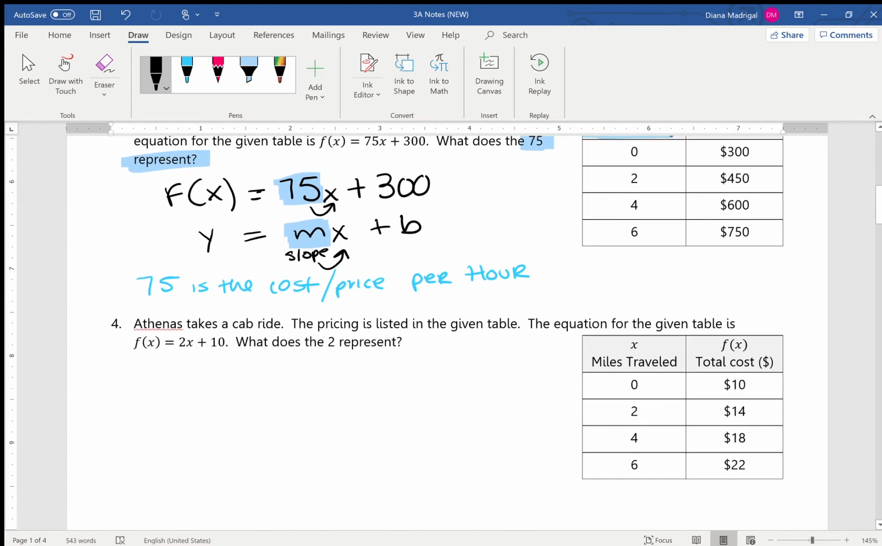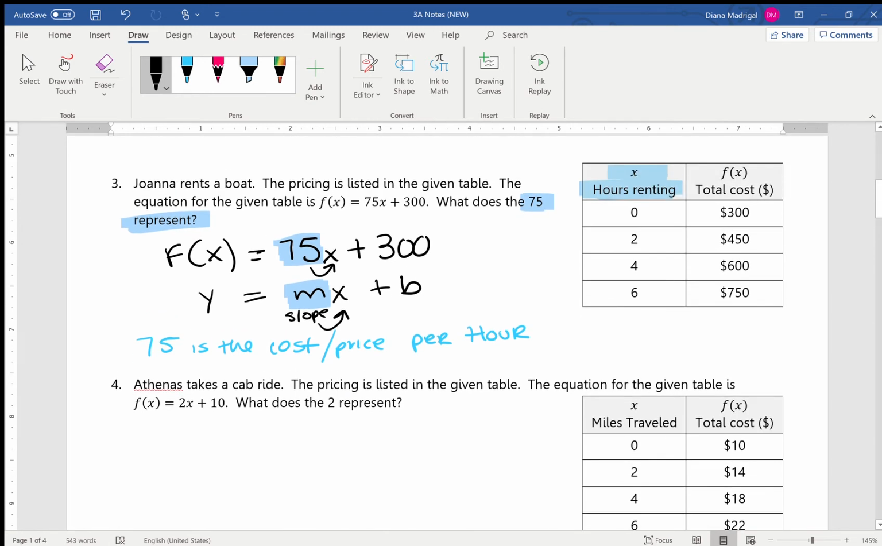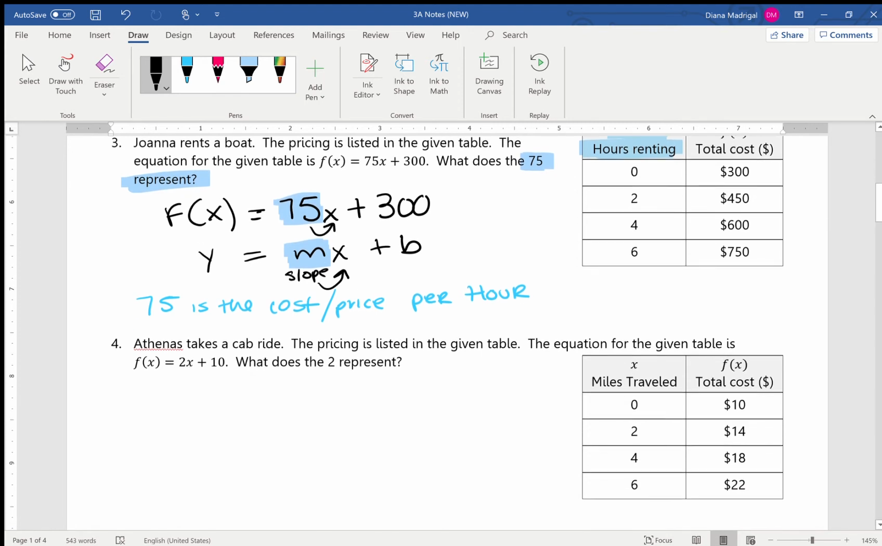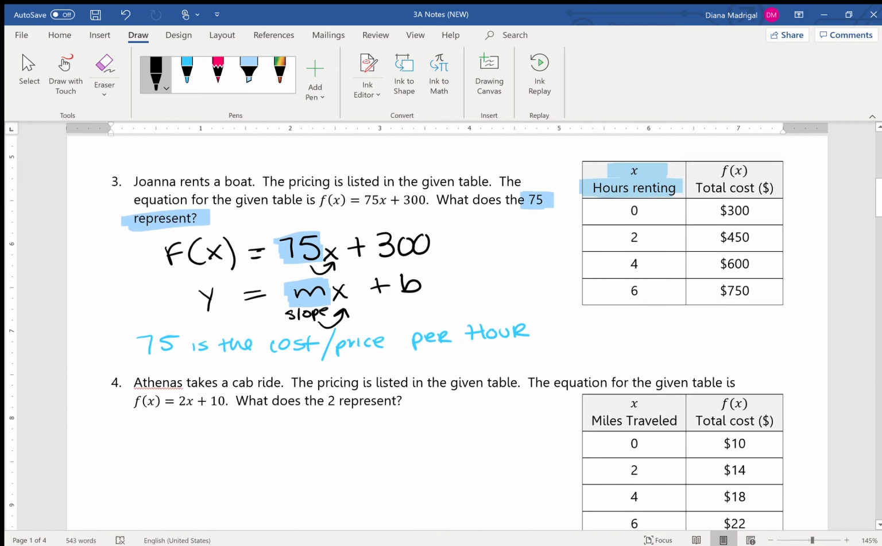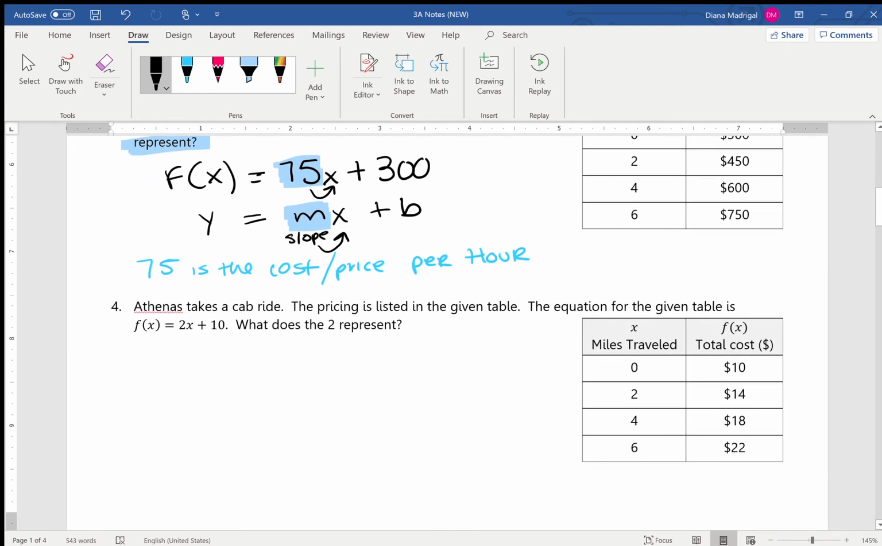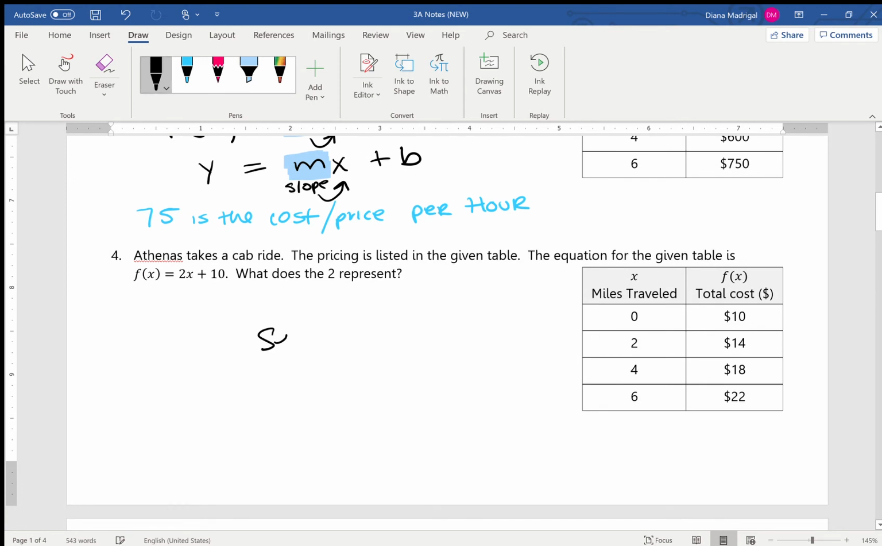Okay, so again, once you identify if it's talking about the slope or the y-intercept, your answers are going to change, okay? Obviously, 75 is going to be the cost per hour, it's not the fixed fee for the boat rental, okay? It's different. Talking about the slope, and it's different than the y-intercept. You are trying number 4, and again, you're sending me a picture if you want me to check your answers, okay?